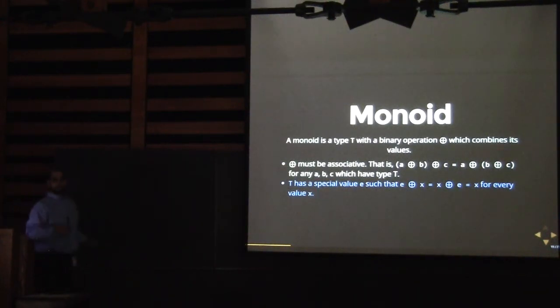Question? You say it has a binary operation. Does that mean that if you wanted to have a type that had plus, minus, multiply, you combine several different monoids to construct that type? Okay, I'm not going to repeat your question, but I'm going to try to answer it. A monoid is a type with a binary operation. So one type can have more than one binary operation that forms a monoid.